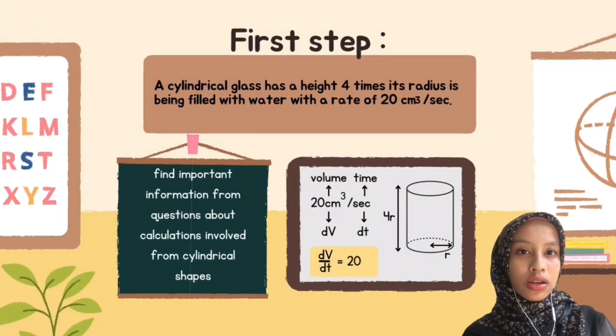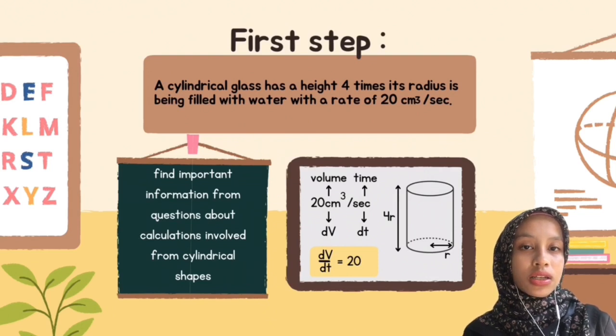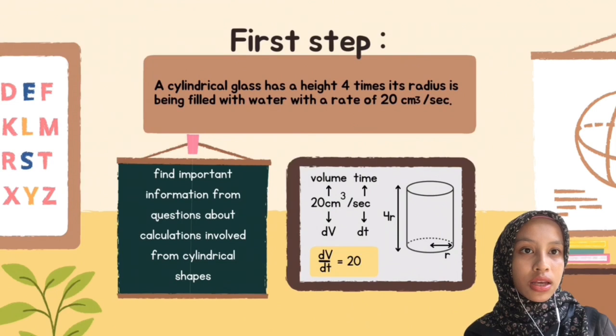We know that r is the radius of the cylindrical glass. It is stated that the height of the cylindrical glass is 4 times its radius. It means that the height is equal to 4r. It is given that the rate is equal to 20 cm³ per second. cm³ refers to volume, which means dV, while second refers to time, which is dt.